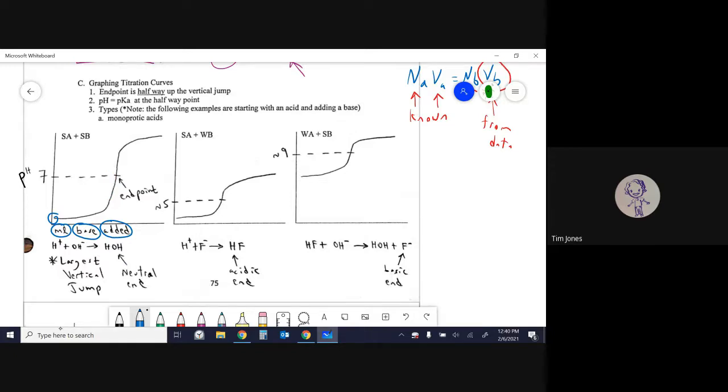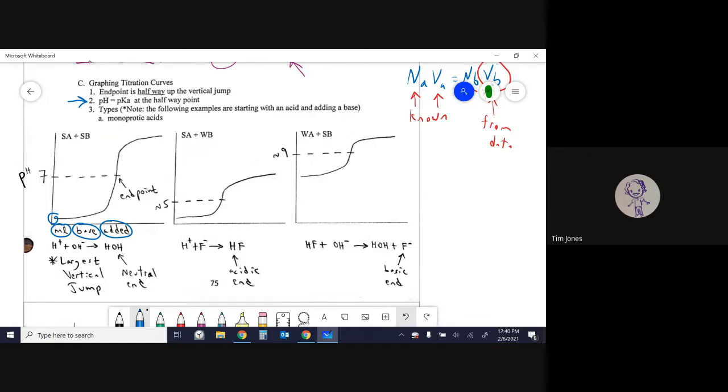Let's take a look at these, and then I'll go back up to this note right here. I'm going to skip this note on C2 for now, and we'll get back to that after we analyze these graphs. What I want to first look at is the curve will look different depending on whether you had a strong acid and a strong base combo, or whether you have a strong acid, weak base, or weak acid, strong base.